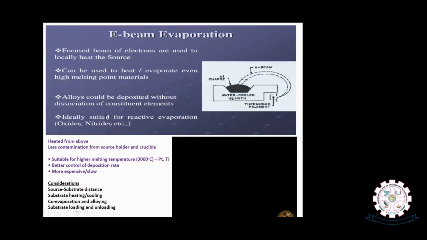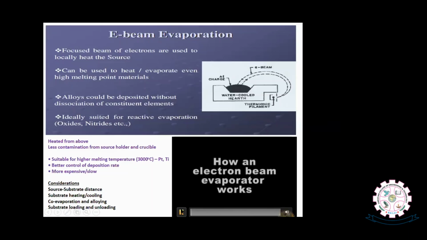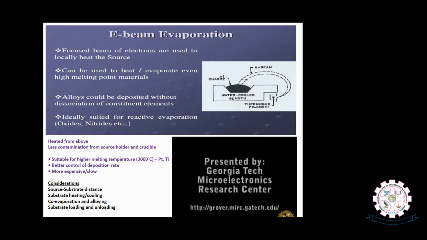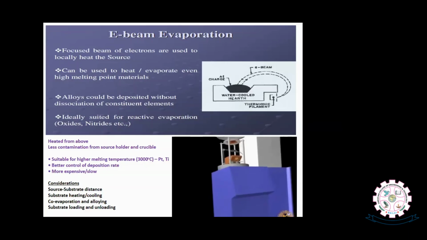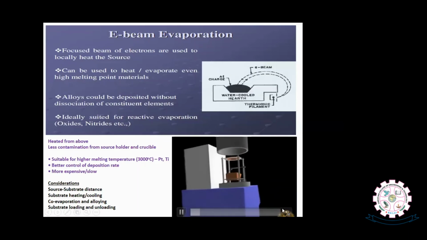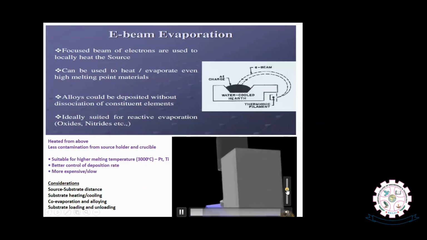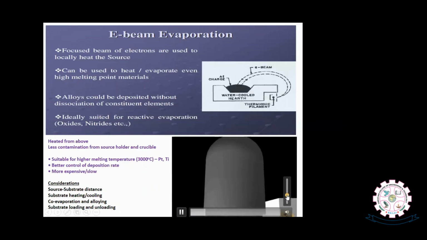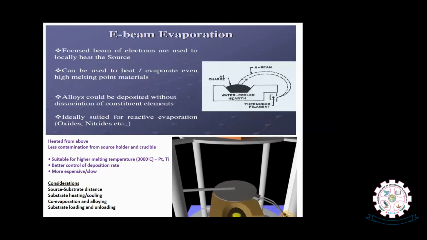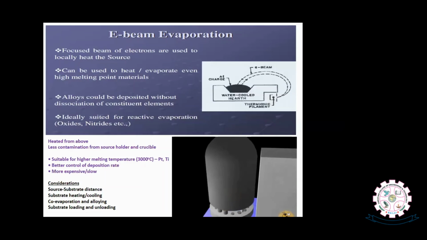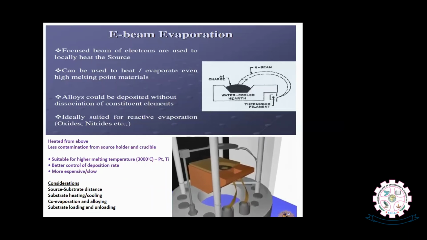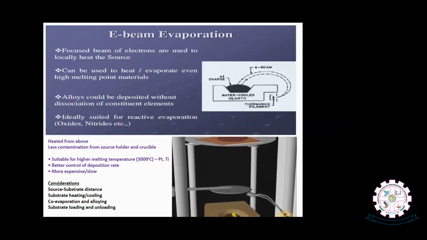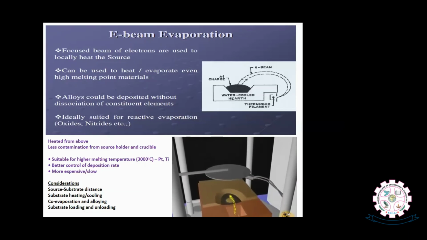It will be good for nitrides and oxides also. It's a very good material. So we will see how electron beam evaporation takes place. Yeah, so you can put n number of things simultaneously. The electron beam, that yellow part is the electron beam.